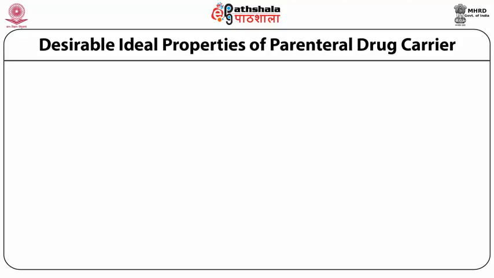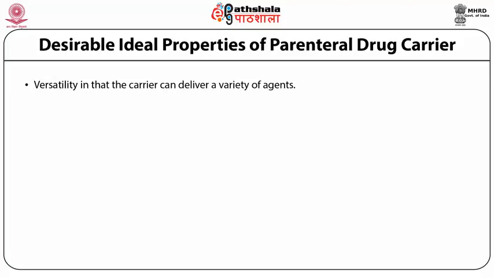Therefore, it is important for us to understand what should be the desirable ideal properties of such parenteral drug carriers. Let us try to evaluate each one of them one after the other. The first and foremost desirable characteristic or property of the parenteral drug carrier is its being versatile. The versatility in this context means that this type of carrier, which is designed, should be amenable to be used as a platform carrier for delivery of a variety of agents.